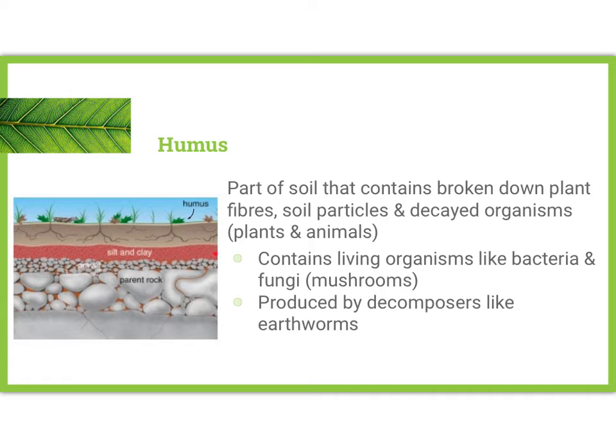Then we get the silt and clay often mixed together. And then we get some sand mixed with gravel, and then parent rock is like really large rocks underneath the ground. So gravel is small, parent rocks would be those larger ones. And again, sand is filling the space in between here.